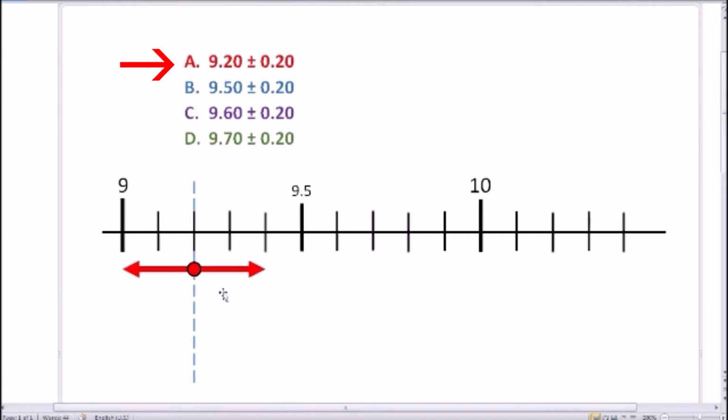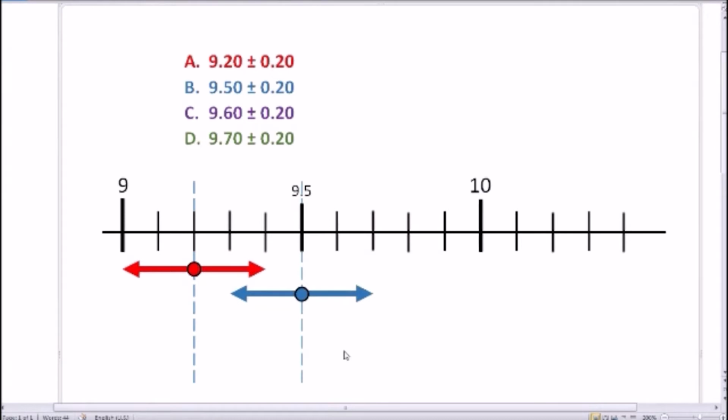Now let's compare this data point to the second one, B. B is 9.50 plus or minus 0.20. I've centered the data point on 9.5 and added in my arrows for plus and minus 0.20. So ask yourself, do these two numbers agree with each other? 9.2 and 9.5 are obviously different, but they both have uncertainties, and the uncertainties actually overlap with one another. So again, do these two numbers agree with each other or not?